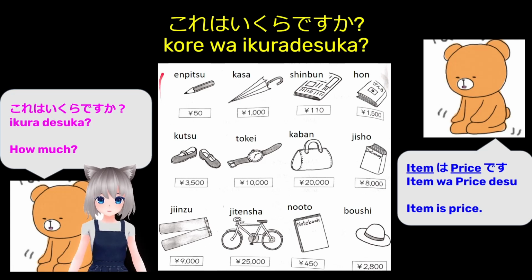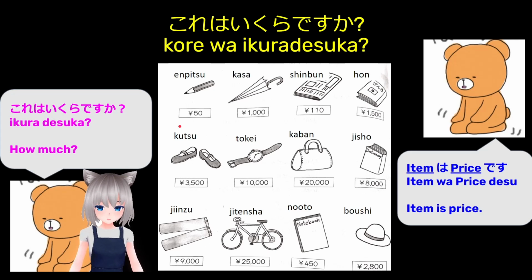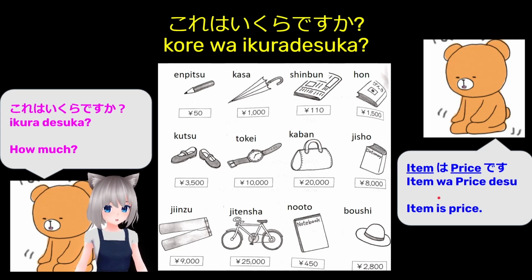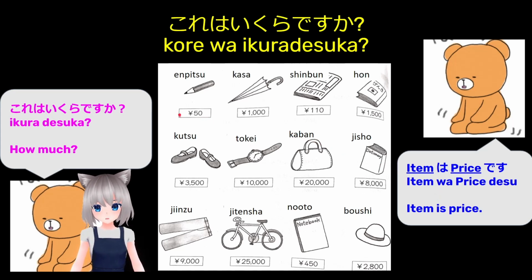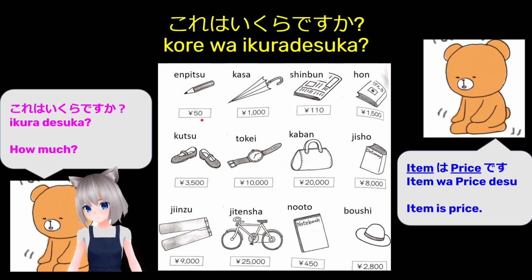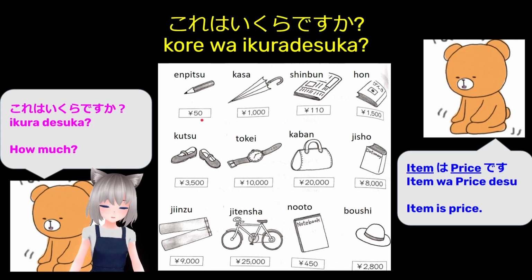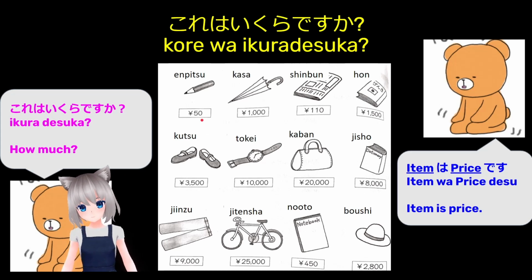So this one here, I'll point out. これはいくらですか? To answer this question, 鉛筆, which means pencil. 鉛筆は, that's the price, 50, and remember the yen is pronounced en. 50 is 50. 50円です。鉛筆は50円です。Okay, let's go to the next one.